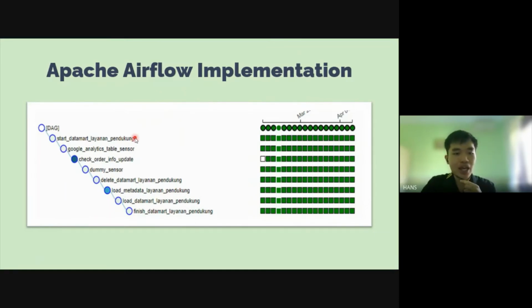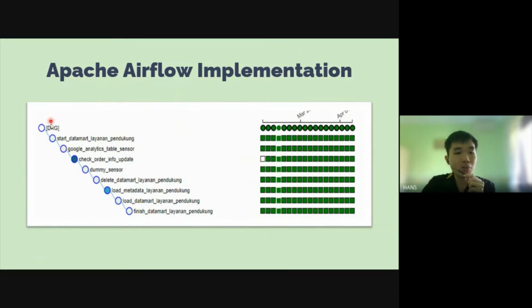Here, it is used for updating the data mart, which is known as the layanan pendukung data mart, with a specific capability. Apache Airflow has the capability to start the data mart, update, and censor the newest data coming in, and so forth. But the most important thing I want to note here is that Apache Airflow can manage the precedence constraints one to the other.